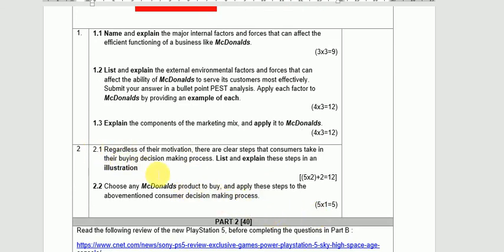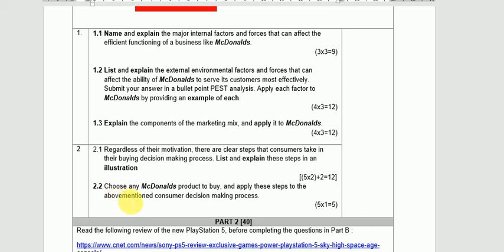Question 2. Regardless of their motivation, there are clear steps that the consumer takes in their buying decision. List and explain these steps. That's why it's 5 times 2. List and explain. Name the 5 steps. Explain each of the 5 steps, what they mean. And you're going to get your 2 marks by doing the illustration of the 5 steps. We'll do that in chapter 3.